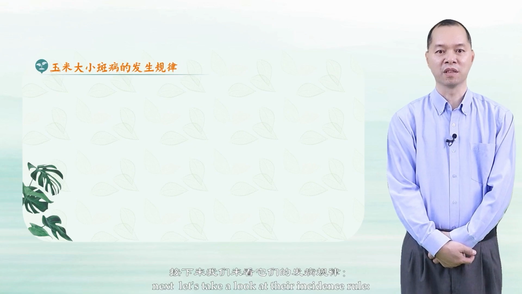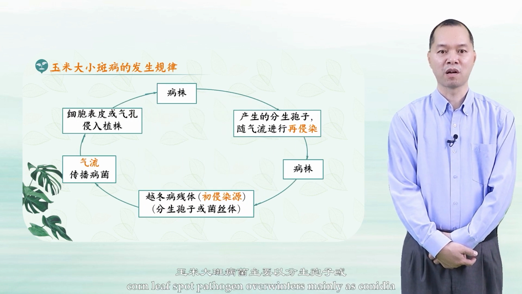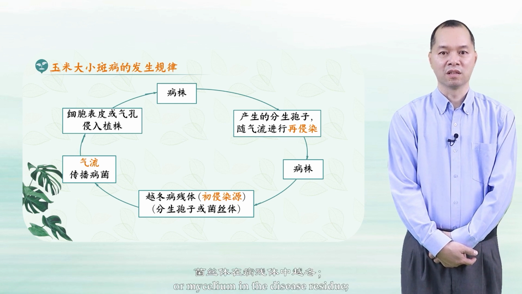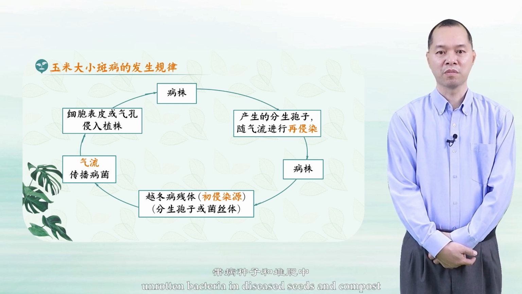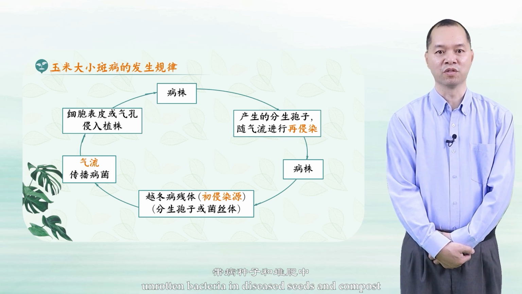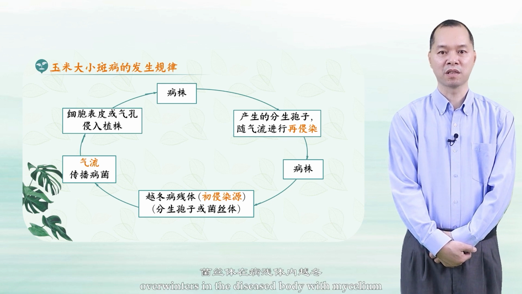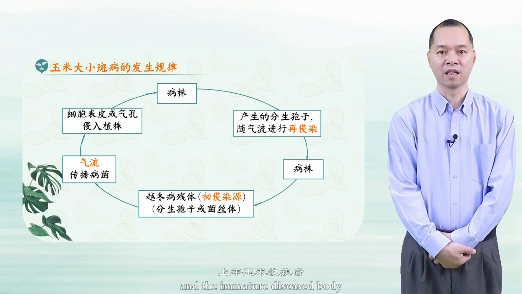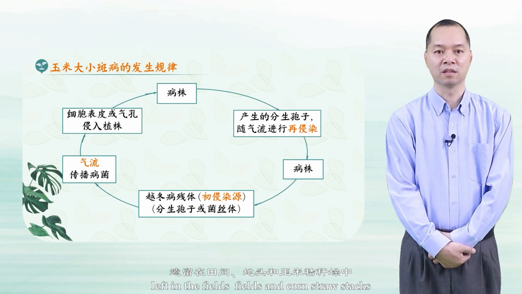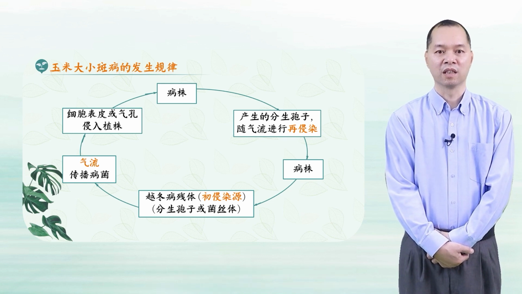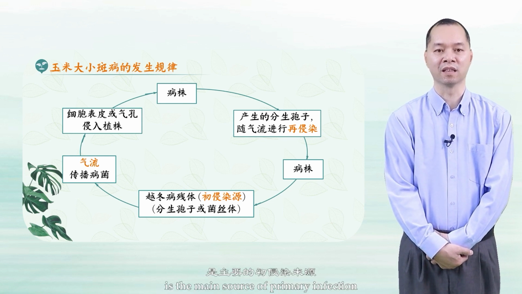Next, let's take a look at their incidence rule. The big leaf spot pathogen overwinters mainly as conidia or mycelium in disease residue. Unrotten diseased seeds and compost can also survive in the winter and become the source of primary or subsequent infection. The small leaf spot mainly overwinters as mycelium in the diseased body, and the diseased residue left in the fields and corn straw stacks after last year's harvest is the main source of primary infection.